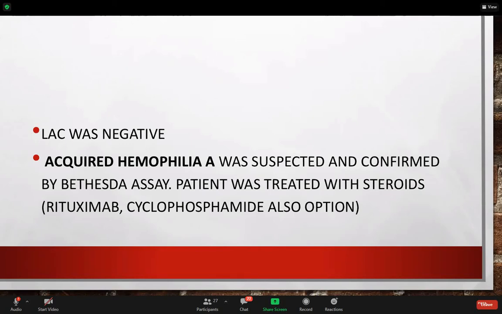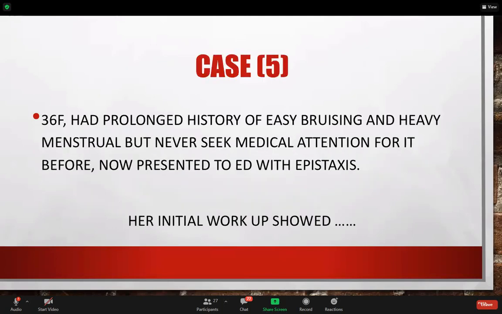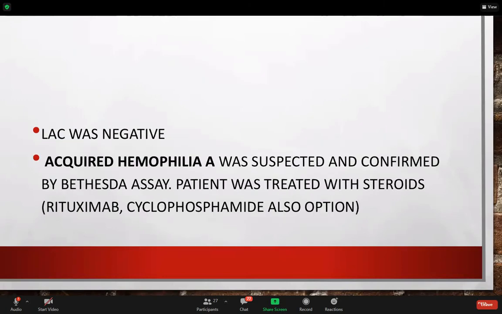Eight, yes. So usually hemophilia, the congenital one, is a male disorder because it's affecting the X chromosome, but females can also have an acquired hemophilia A. Acquired hemophilia A means an antibody against factor 8, which is one of the intrinsic factors. Any questions so far, guys?